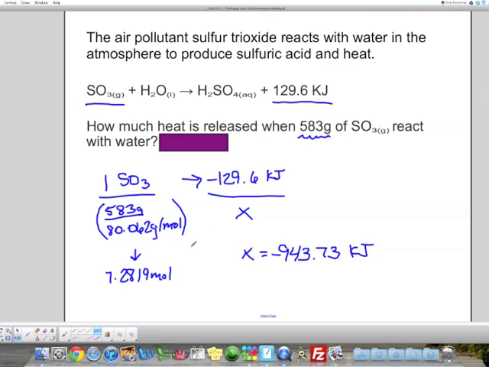And let's look at the significant figures. This coefficient does not count. It's a coefficient, it's not a measurement. Here I have 3 significant figures. Here I have more than 3, and here I have more than 3. So my final answer should have 3 sig figs, which is minus 944 kilojoules. So that's example number 1.